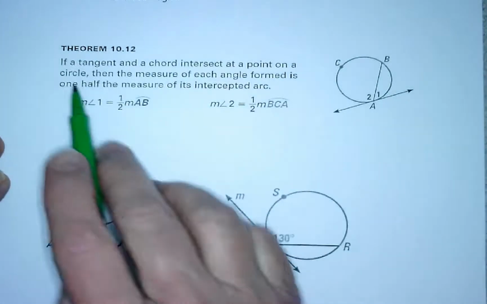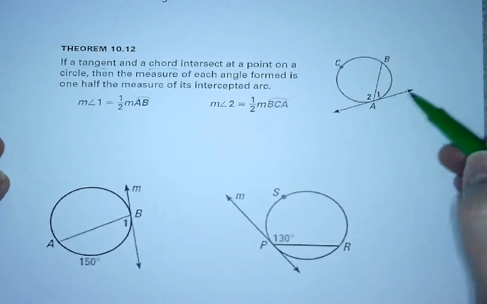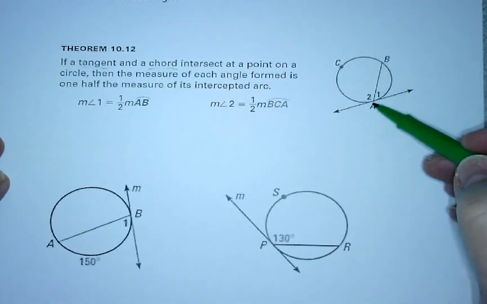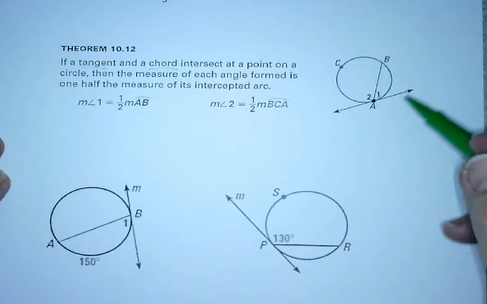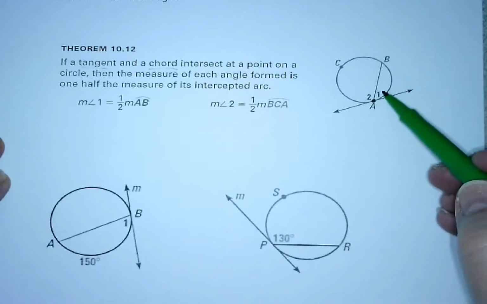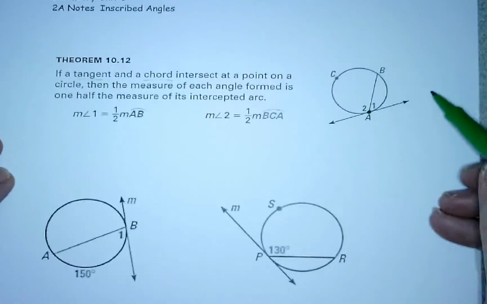And you'll notice the theorem says, if a tangent and a chord, so here's my tangent and AB is my chord, intersect at a point on the circle, there's my point A, then the measure of each angle formed, angle 1, angle 2, is half the measure of its intercepted arc.